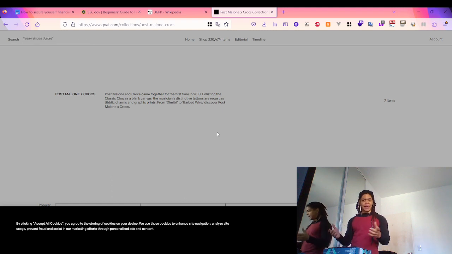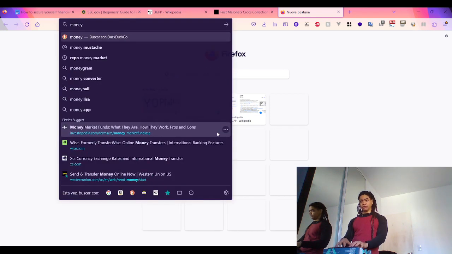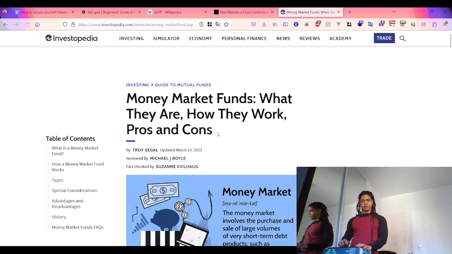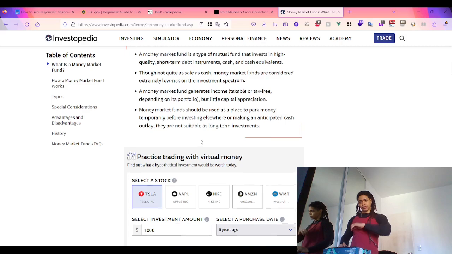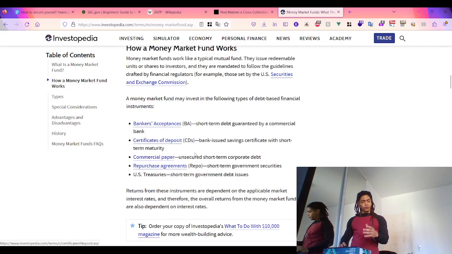And then I also look at things like cash and cash equivalents. For example, a money market fund, which is a fund that is involved in the purchase and sale of large volumes of very short-term debt products, such as bank acceptances or short-term debt issued by banks, certificates of deposit, which are savings certificates issued by a bank with short-term maturity, commercial paper, unsecured short-term corporate debt, repurchase agreements, which are short-term government securities.